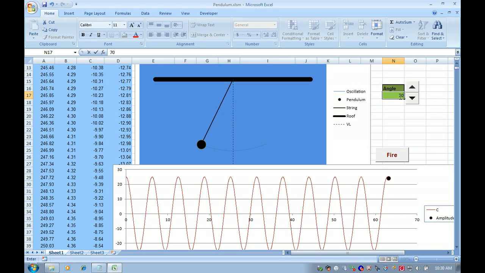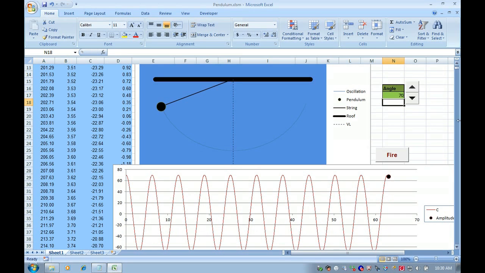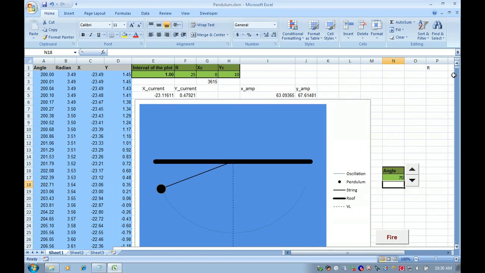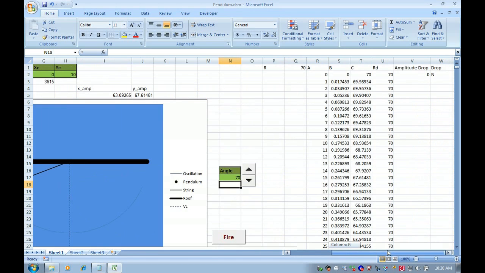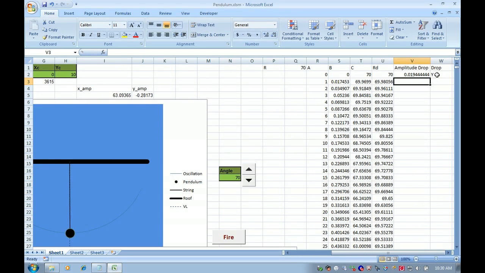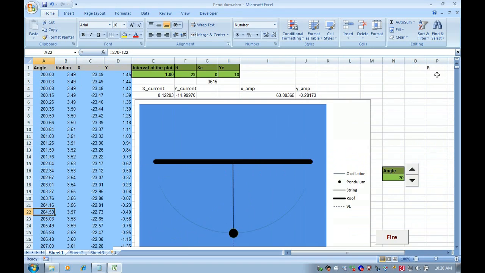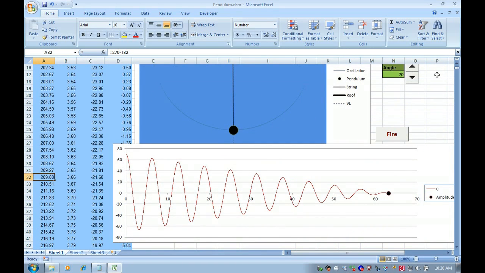I can change the angle to, let's say, 70 degrees. It will have the same cosine graph, and let me also drop the amplitude. So I'll say drop yes. I'll say yes here. Why? So here it drops.